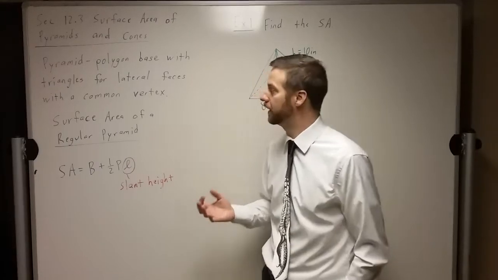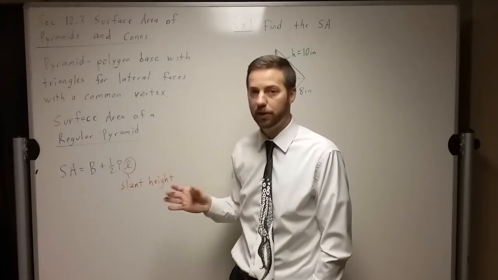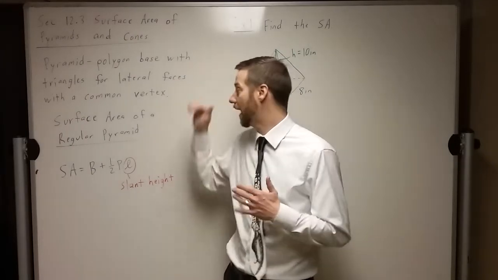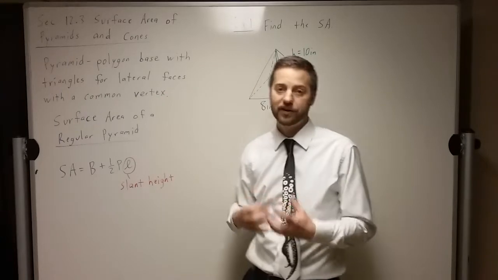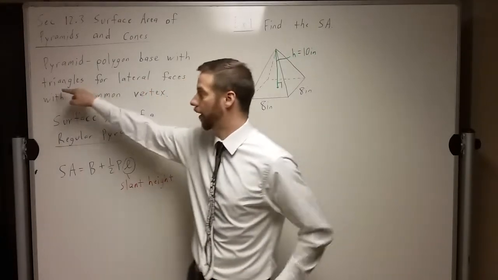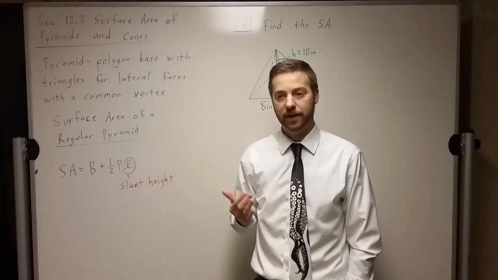So to be a pyramid, here's what has to happen. We have to have a polygon for the base, any polygon at all, and then all of the lateral faces. Lateral faces is just the name for the faces that are not the base. So all the lateral faces are triangles, and those triangles all meet at a common vertex.